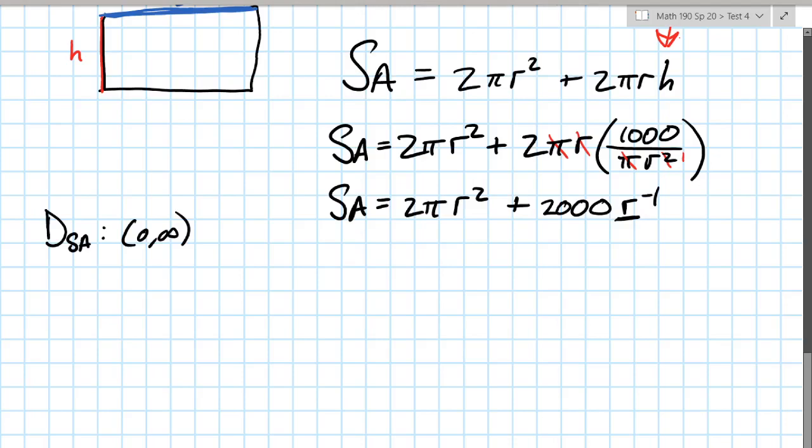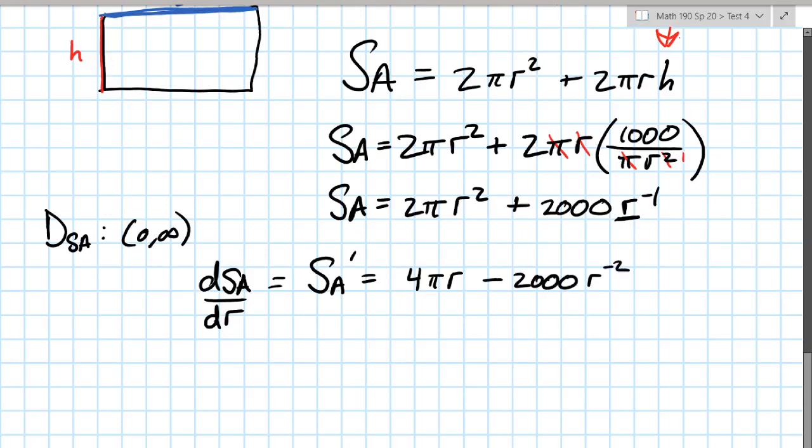Of course, that's the mathematical domain. The practical domain might be just 0 to some kind of large number. So now we need SA prime, or if you prefer, which you probably don't, dSA/dr, the derivative of surface area with respect to r. So this is going to be 4 pi r minus 2000 r to the negative 2.